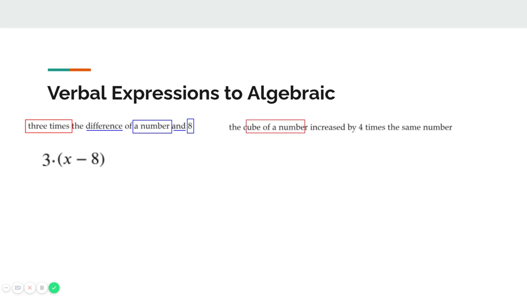The next one, we have the cube of a number. So cube means that we're going to be using exponents, and of a number means a variable. So we will have a variable to the third power to start with. Then it says that we're going to increase it by something. What are we increasing it by? It says 4 times the same number. So whatever variable you used at the start for the cube is the same variable that you're going to use to finish out the rest of this expression. So 4 times that variable. So x cubed plus 4x is what you're going to get for the expression there. So compare your work there and see how you did.